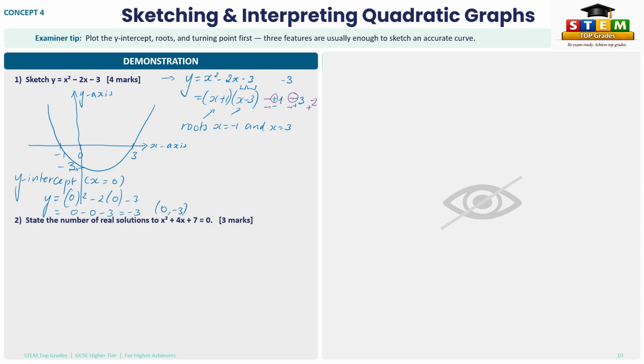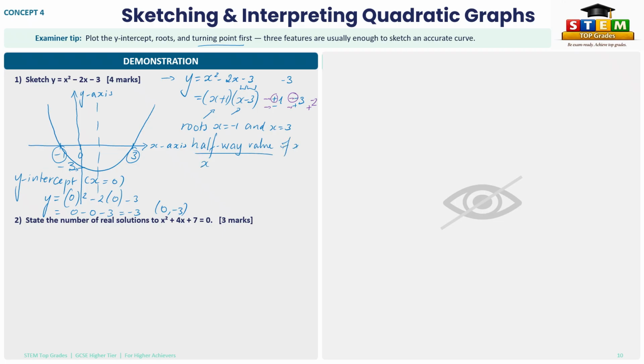The next thing is to find the turning point. Now, turning points are right in the middle of a curve. So to find the middle of the curve, that's finding the halfway value between negative 1 and 3. So halfway value of x.